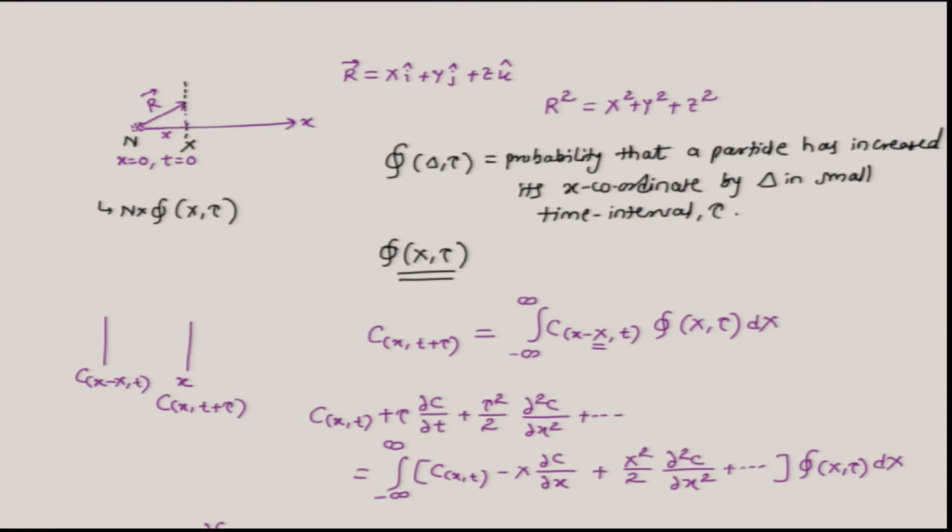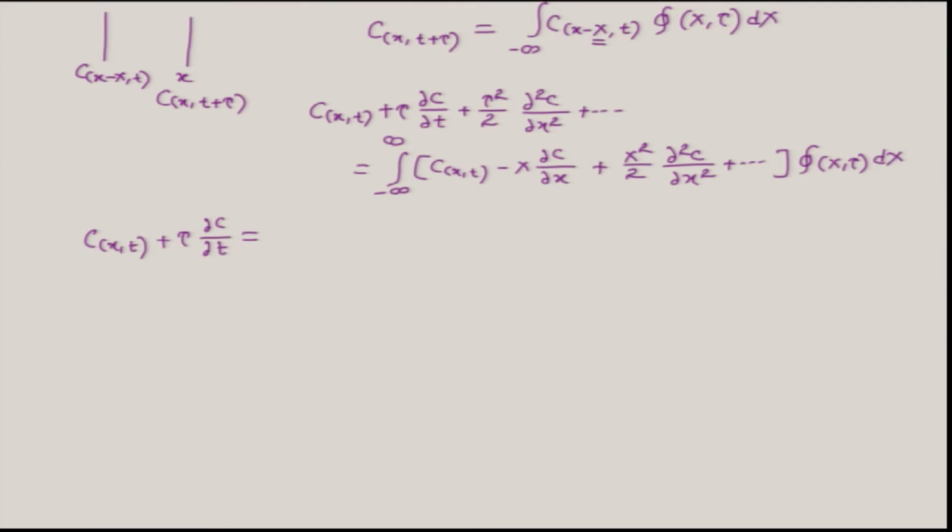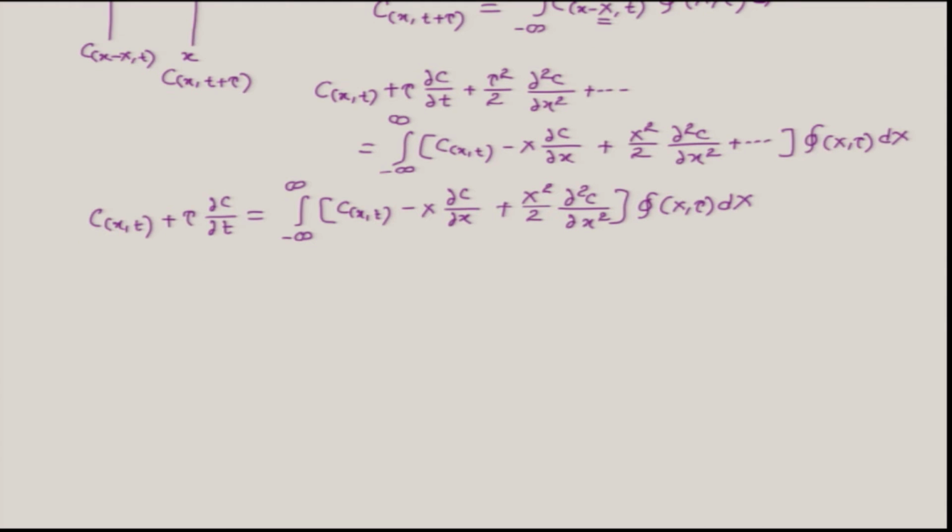So, on the right hand side we can ignore the terms higher than x square, right. So, we can write on the right hand side, integral from minus infinity to infinity, C of x t minus x times dou c by dou x plus x square by 2 times the second partial of c with respect to x, times phi of x tau dX. Remember, this integral is with respect to the capital X, which varies from minus infinity to plus infinity.